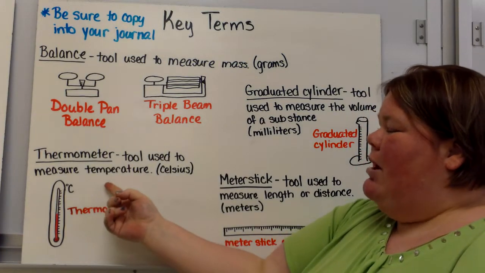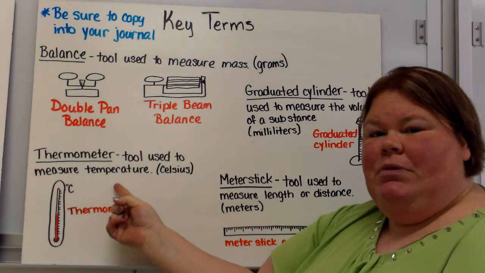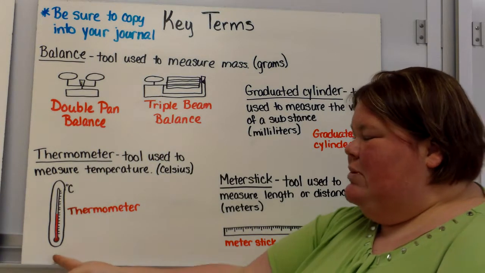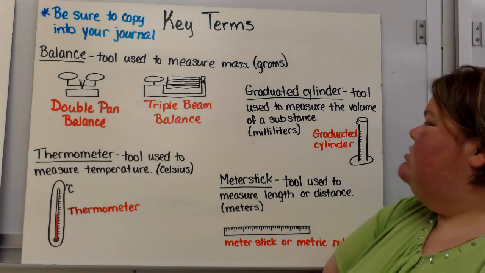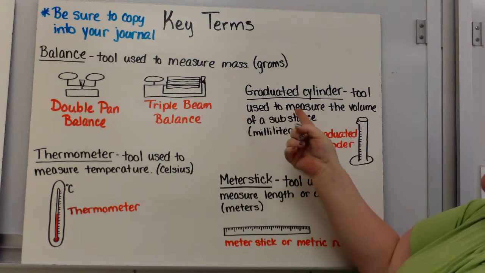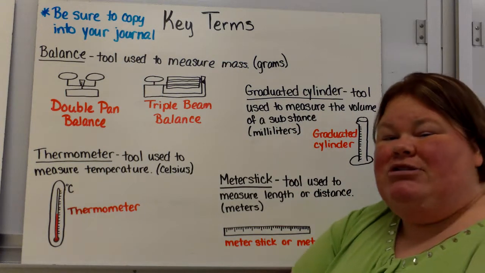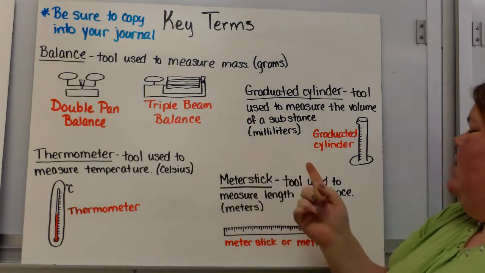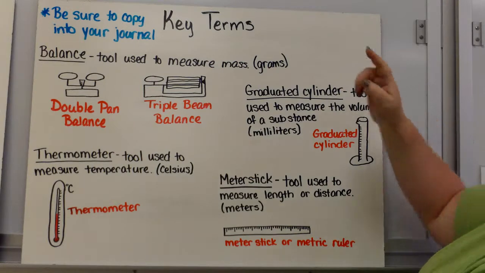We also have a thermometer. A thermometer is a tool used to measure temperature. We measure temperature in Celsius. This is what a thermometer would look like. We also use a graduated cylinder, which is a tool used to measure the volume of a substance. A graduated cylinder measures in millimeters. And this is what a graduated cylinder would look like.